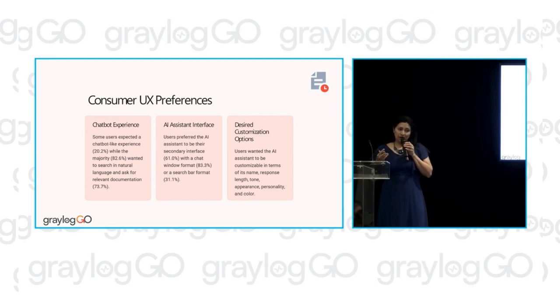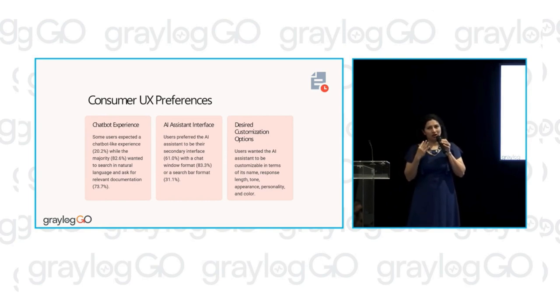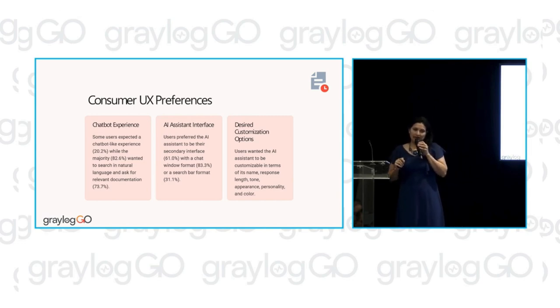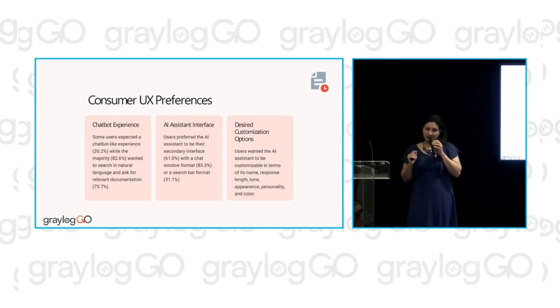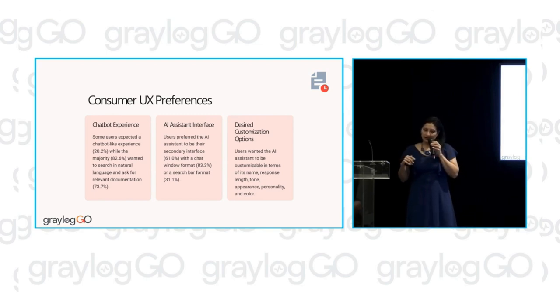Some of the other recommendations are a preference for UX in terms of the chatbot experience. Wanting that chatbot-like experience seems to be part of the mental model and normal conversation. When you ask them what style, chatbot is pretty common, they know how that should be designed and how it should look and feel. And then also the AI assistant interface: some users prefer the AI assistant to be their secondary interface. So as we introduce it in the dashboards, making sure that it's either customizable or an option, and any other desired customizable operation as well.